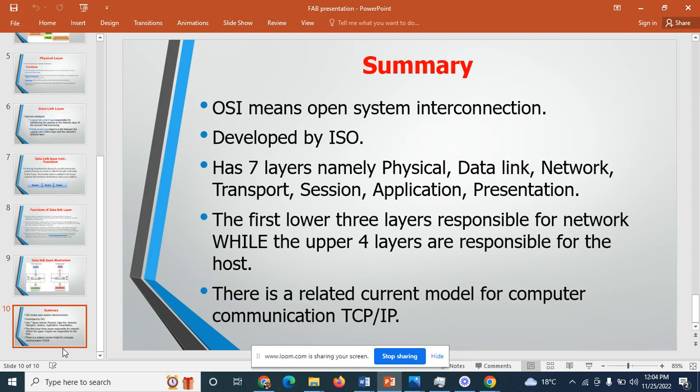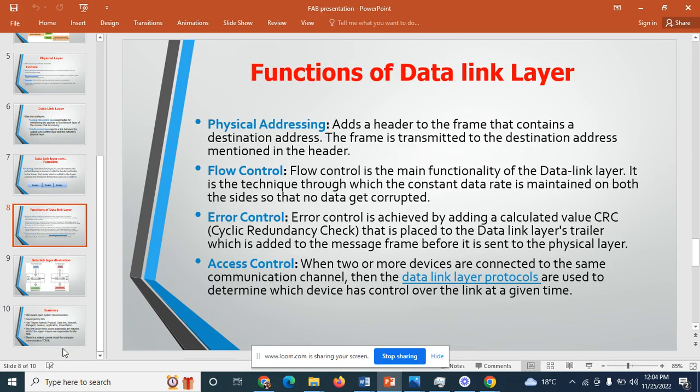Then there is a related current model for computer communication, which is TCP/IP, meaning Transmission Control Protocol/Internet Protocol. And maybe, if I may ask, is there any question up to that point, please? No question, sir. Well understood.